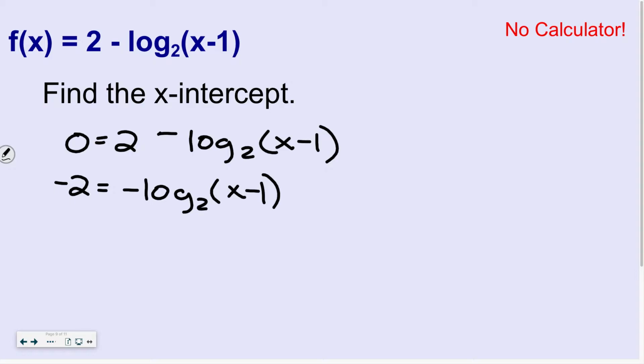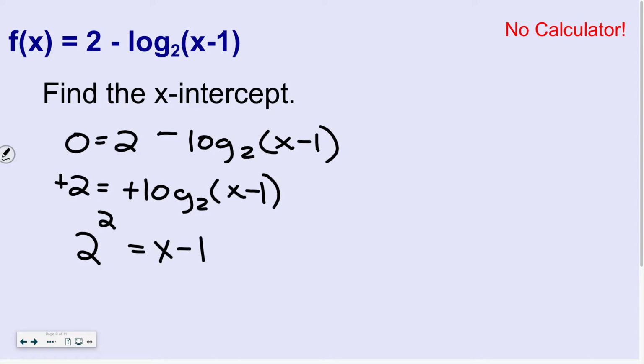I'd like for my log to be positive, so I'm going to divide by negative 1 on both sides. If you're okay with this, they both become positives. And then now I have log base 2 of x minus 1 equals 2. Well, we could do what we were doing in the beginning, which is just rewrite it in exponential form, right? This is base 2. What's your exponent? 2. And that equals the x minus 1.